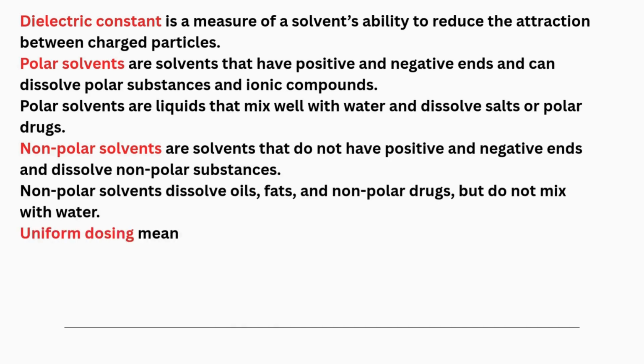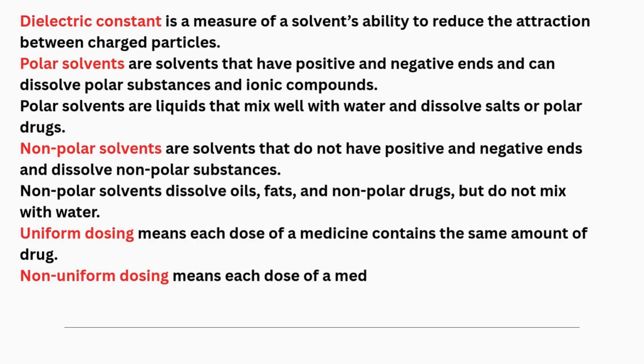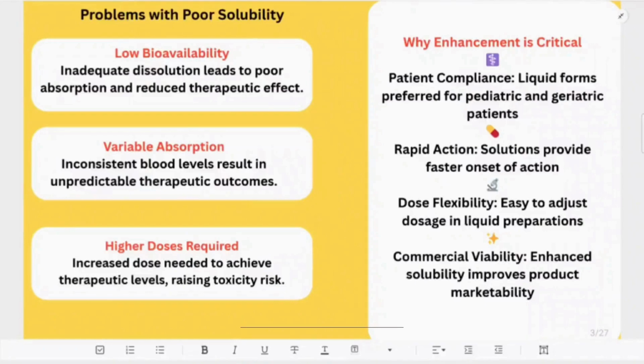What is uniform dosing? Uniform dosing means each dose of the medicine contains the same amount of the drug. What is non-uniform dosing? It means each dose of the medicine does not contain the same amount of the drug. So, what are the main problems with poor solubility?